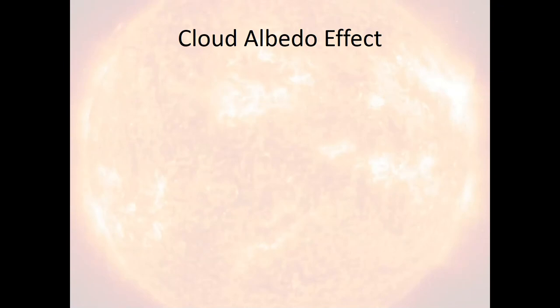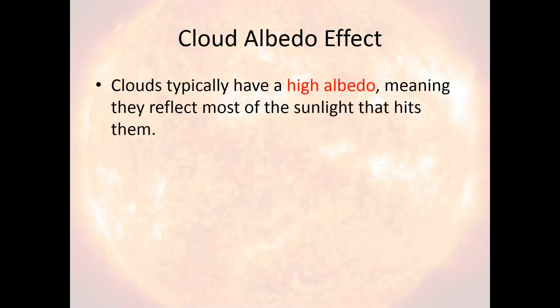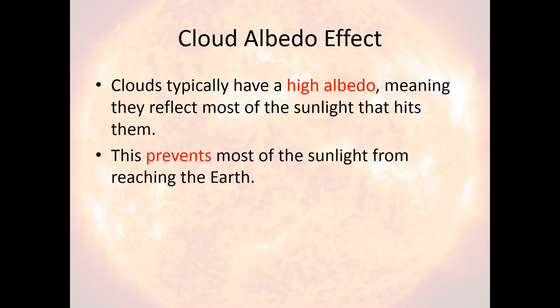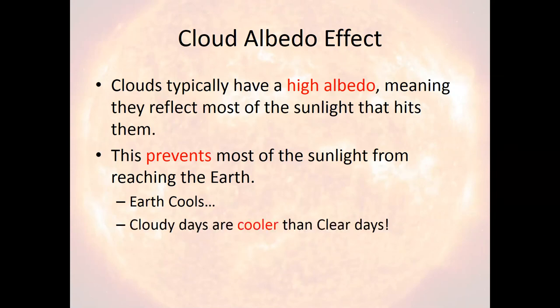The albedo effect is present during the daytime. Clouds typically have a very high albedo, anywhere between 60 to 90%, meaning they reflect most of the sunlight that hits them. What that does is that greatly reduces the amount of sunlight that passes through them and makes it to the surface of the Earth. This makes the Earth a lot cooler. As a result, on a cloudy day, the Earth is much cooler than it otherwise would be.